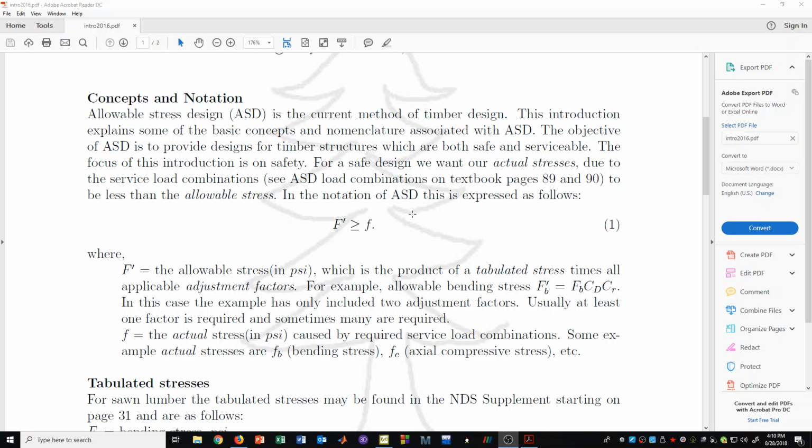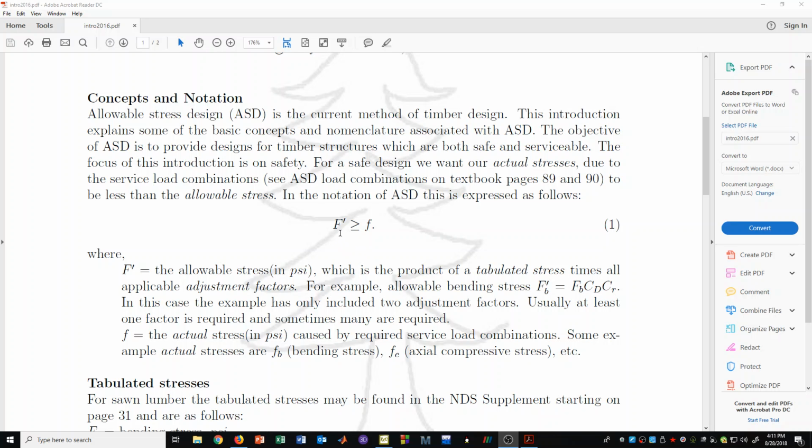And in the NDS code, they use the type of notation that we see here. We use capital letters with an apostrophe to indicate allowable stress, usually in PSI. We use lowercase letters to indicate actual stresses. So the stresses that are caused by the real loads in the real world need to be less than the stresses that are allowed so that we have a safe design. So we will keep coming back to this type of formula often. In fact, here I just have the generic expression for allowable stresses greater than or equal to the actual stresses.